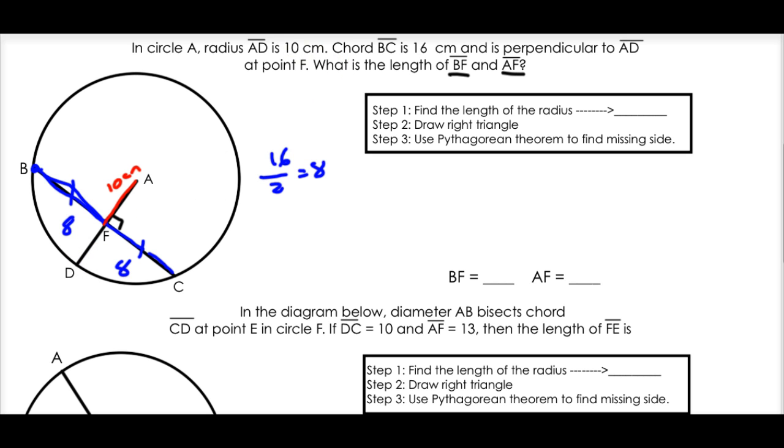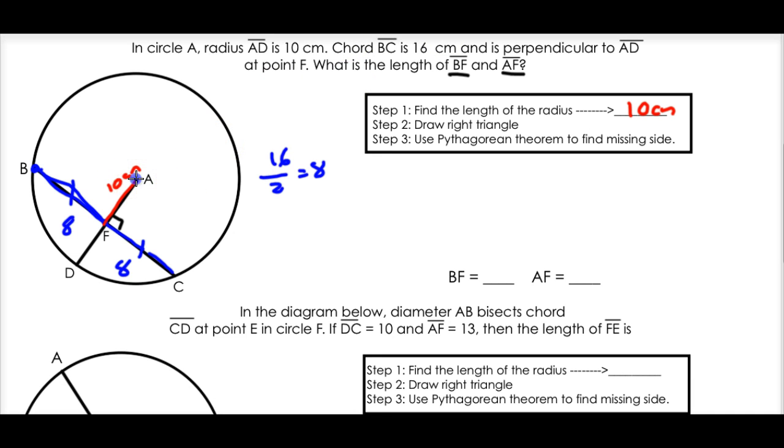This is what you can do. You could follow these 3 easy steps and that will get you to the answer. The first one is to find the length of the radius. The radius is 10 centimeters. Two, I'm going to draw a right triangle. And what do I mean by that? What I'm going to do is draw this right triangle like this.